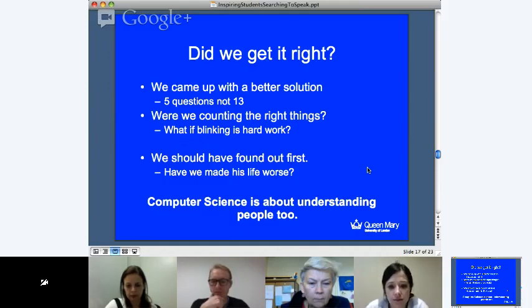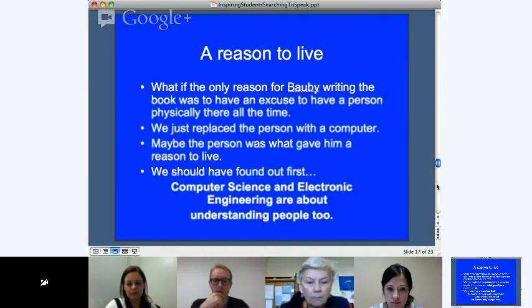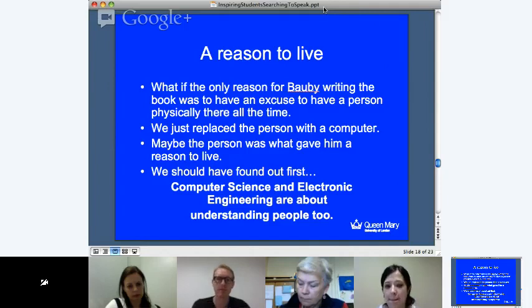And ultimately this was in part a story about algorithms, but actually it shows that computer science is really about understanding people. And if you don't understand the problem you're trying to solve, and that means understanding people, then you may solve the wrong problem. And if we then went on to say, okay, get rid of the person, put a computer there, we may have removed the thing that gave him a reason to live, because he might have decided to write the book just because he wanted a person there. We might have made things a lot better. He can now tweet, he can blog, he can do all the rest of it.